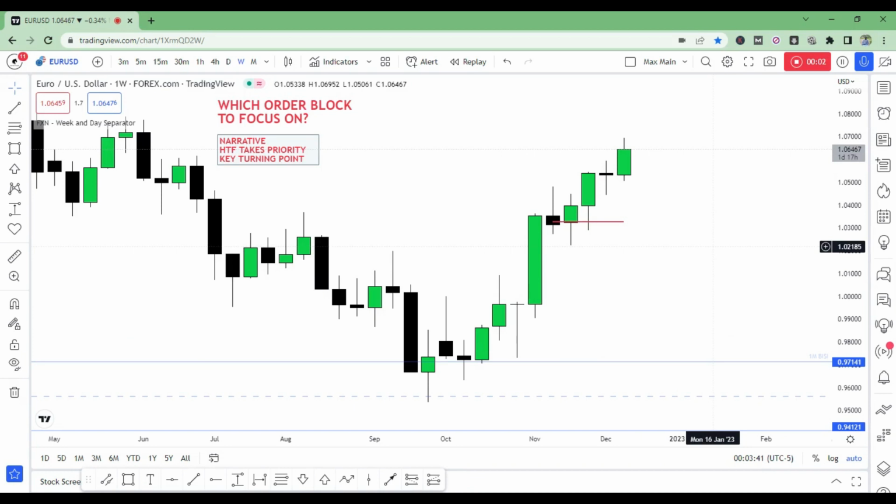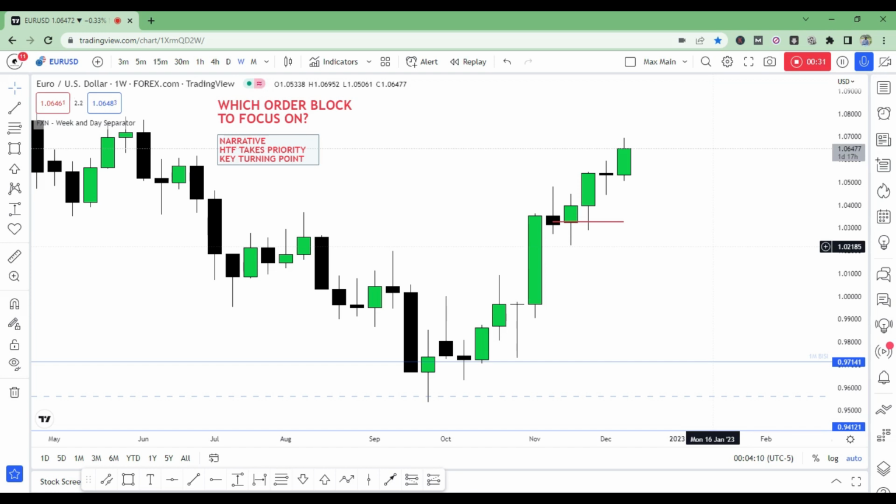So we're looking at the EURUSD 1 week chart. Today we're going to be focused on which order block to focus on. When it comes to order blocks, what I like to do is first of all consider the narrative. And when I say narrative, I mean what is the market doing? Where is it? I like to ask myself three questions. Where is it? Where is it coming from? And where is it going, or rather where is it likely to go?